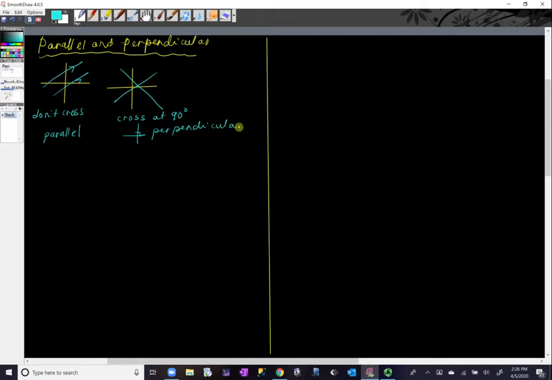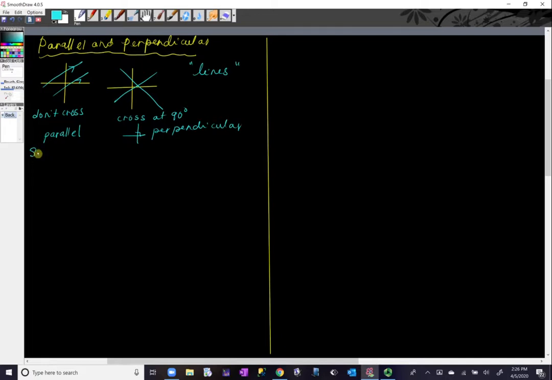So you cannot say parallel is straight lines, perpendicular is straight lines, because they're both straight lines. But what's the difference? One crosses, one doesn't, but the one that crosses does so only at 90 degrees. If it crosses at 30 degrees, it doesn't matter.